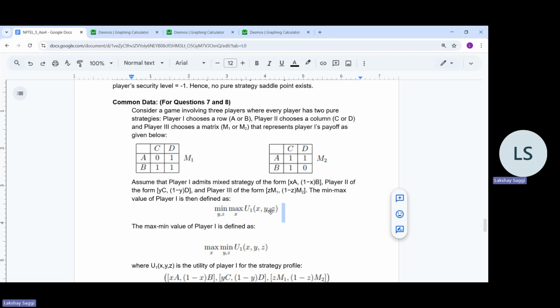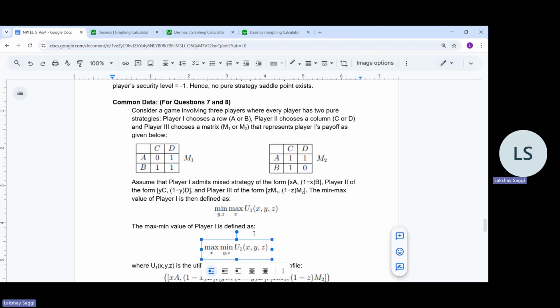We are not talking about why this is the definition, but let's assume this is given to us. The player one will choose an x so as to maximize this value when we have fixed some y and z. So if y and z are fixed, then player one chooses an x such that this value is maximized. But note that these players y and z will choose their y and z in such a way that this whole value is minimized.